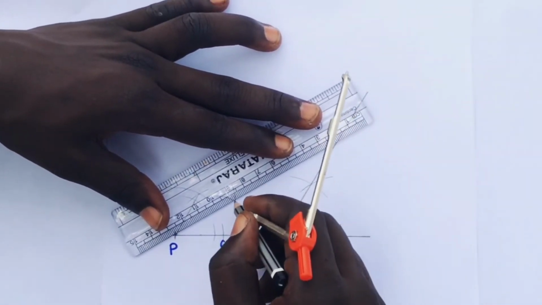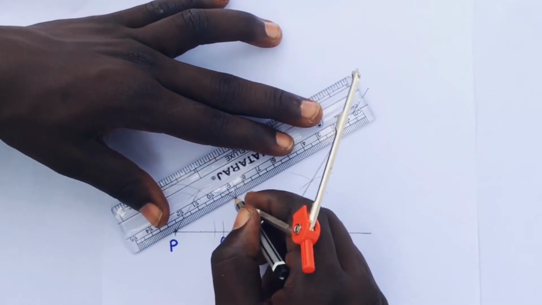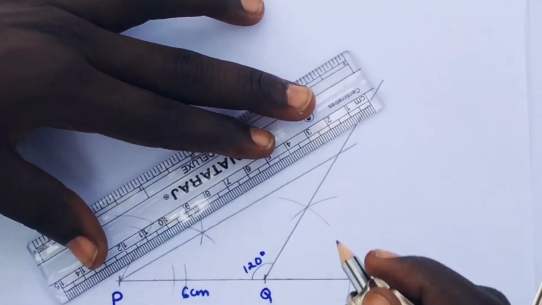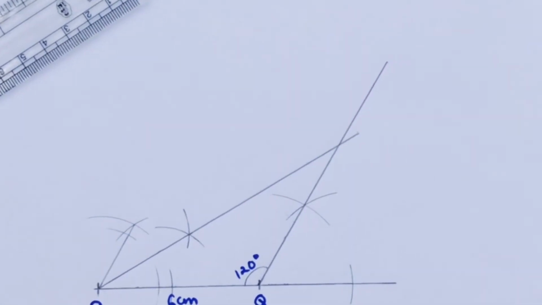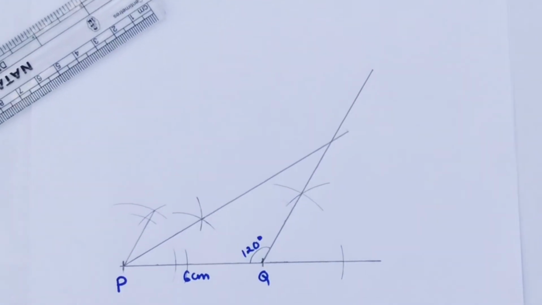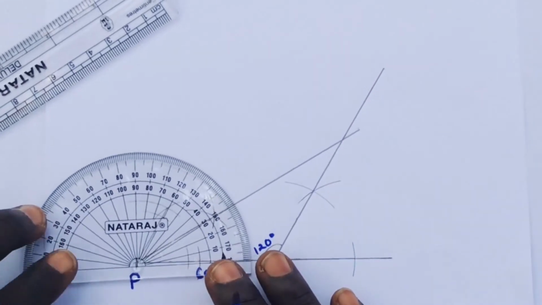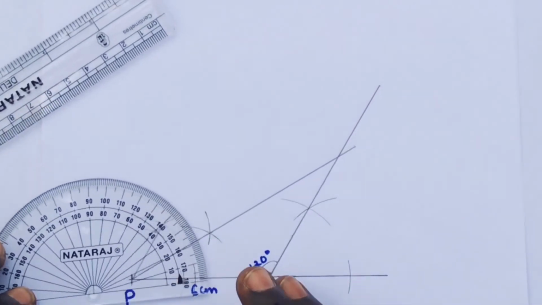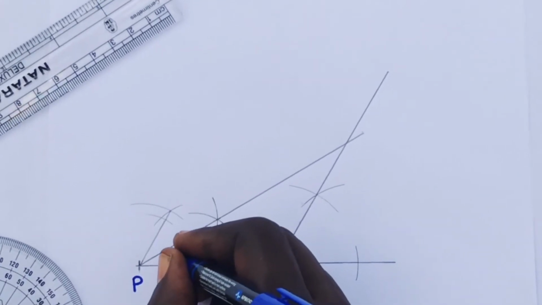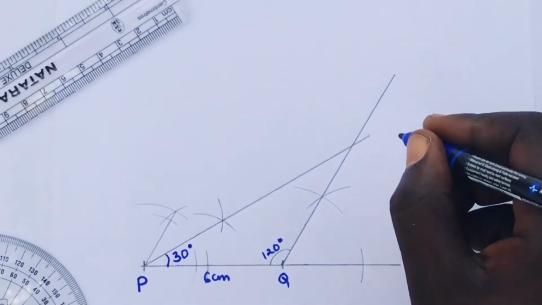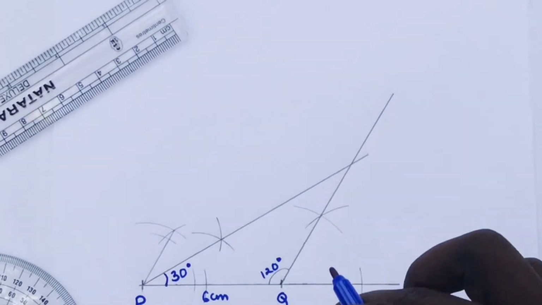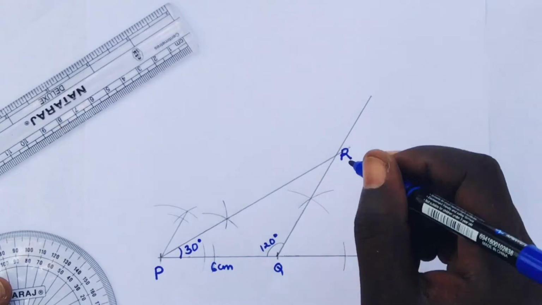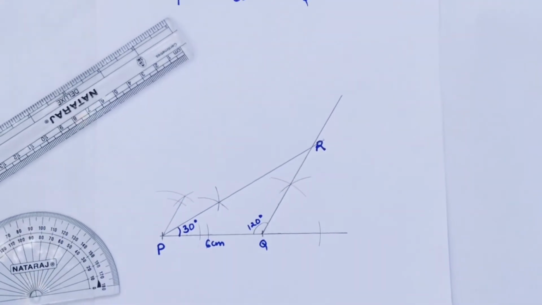So now we're going to do like this. From P, join through the intersection here, which is the bisection of 60 degrees, up to up. Now we can first confirm before even writing there, check with your protractor. Indeed, it is 30 degrees. So we have this one here now as 30 degrees. And therefore, where the line of 30 and the line of 120 intersect is the point R. So we are through with our first part.